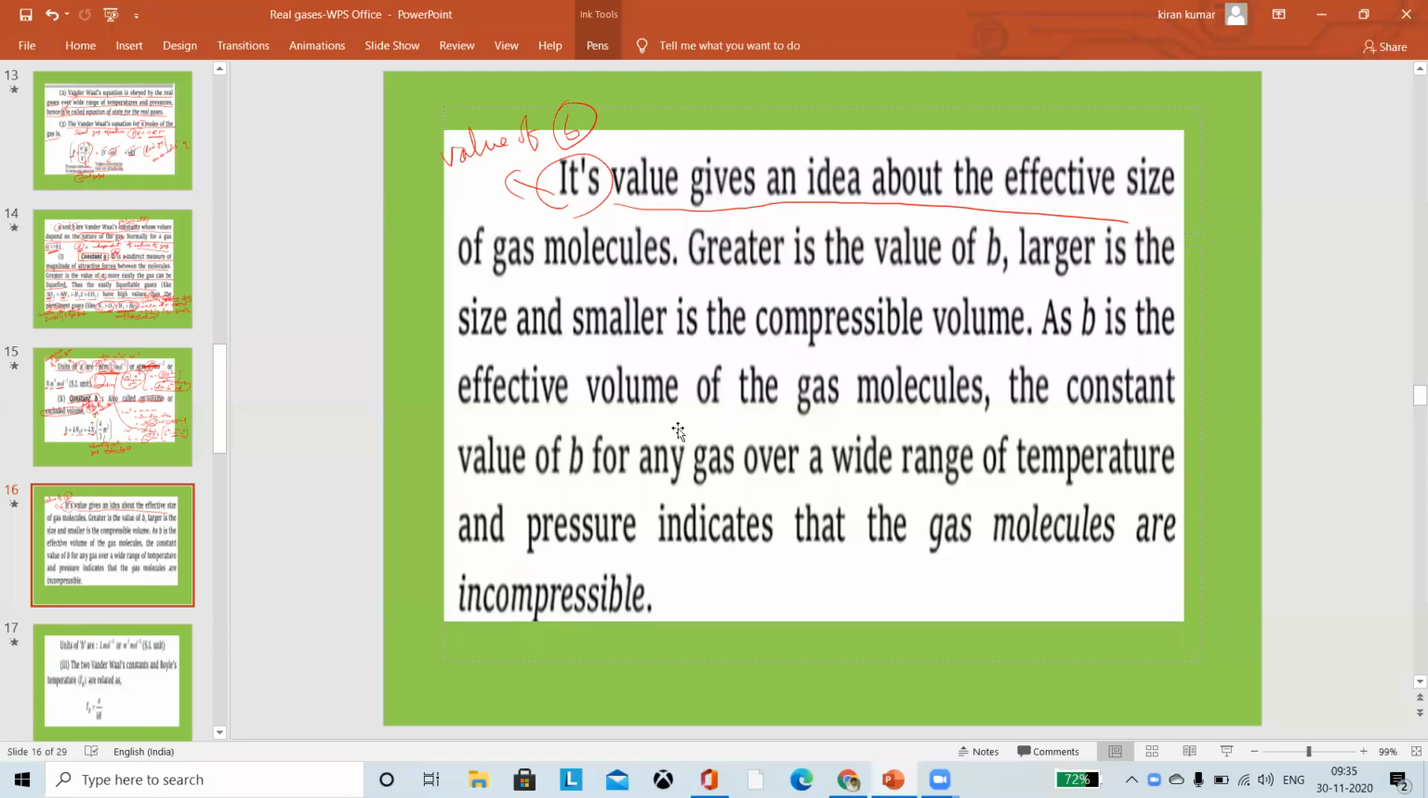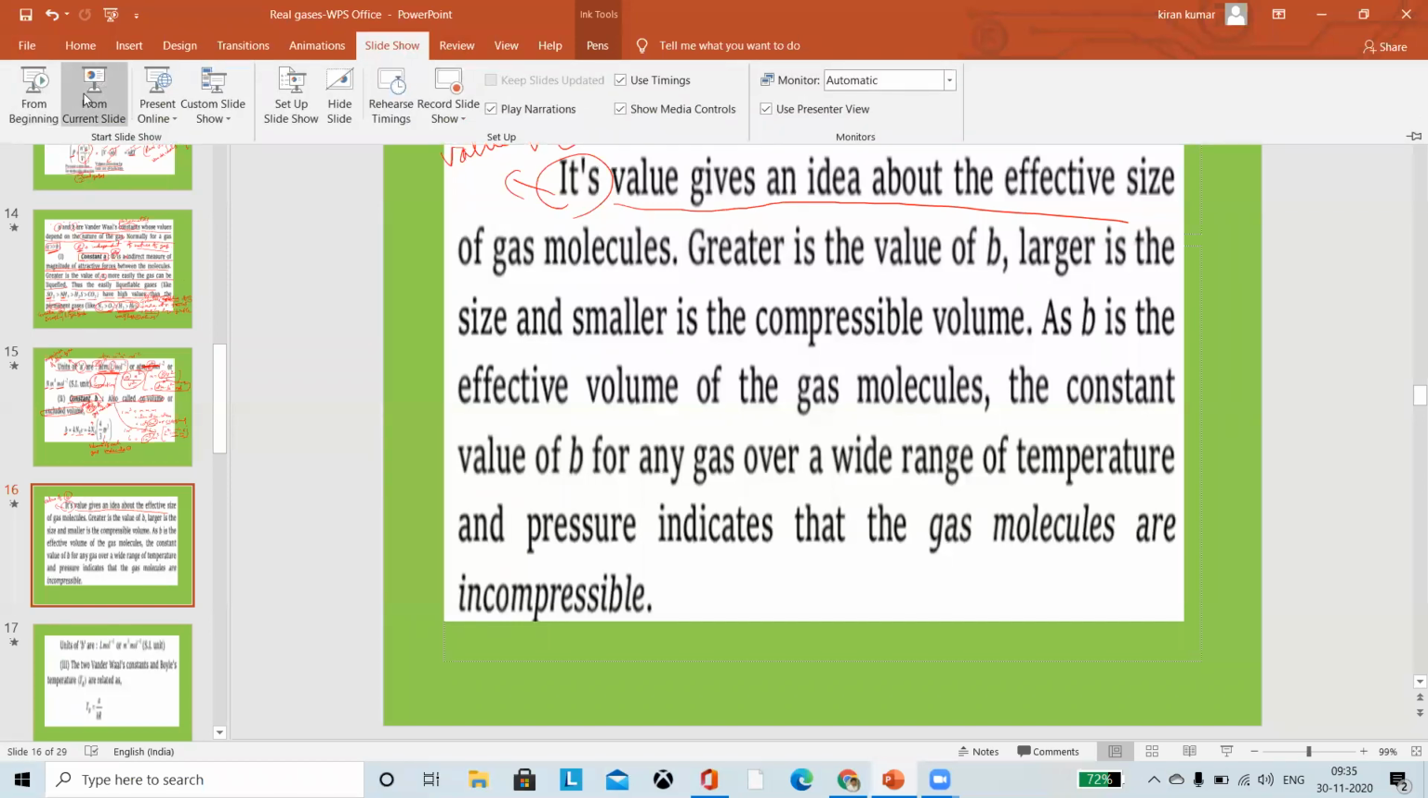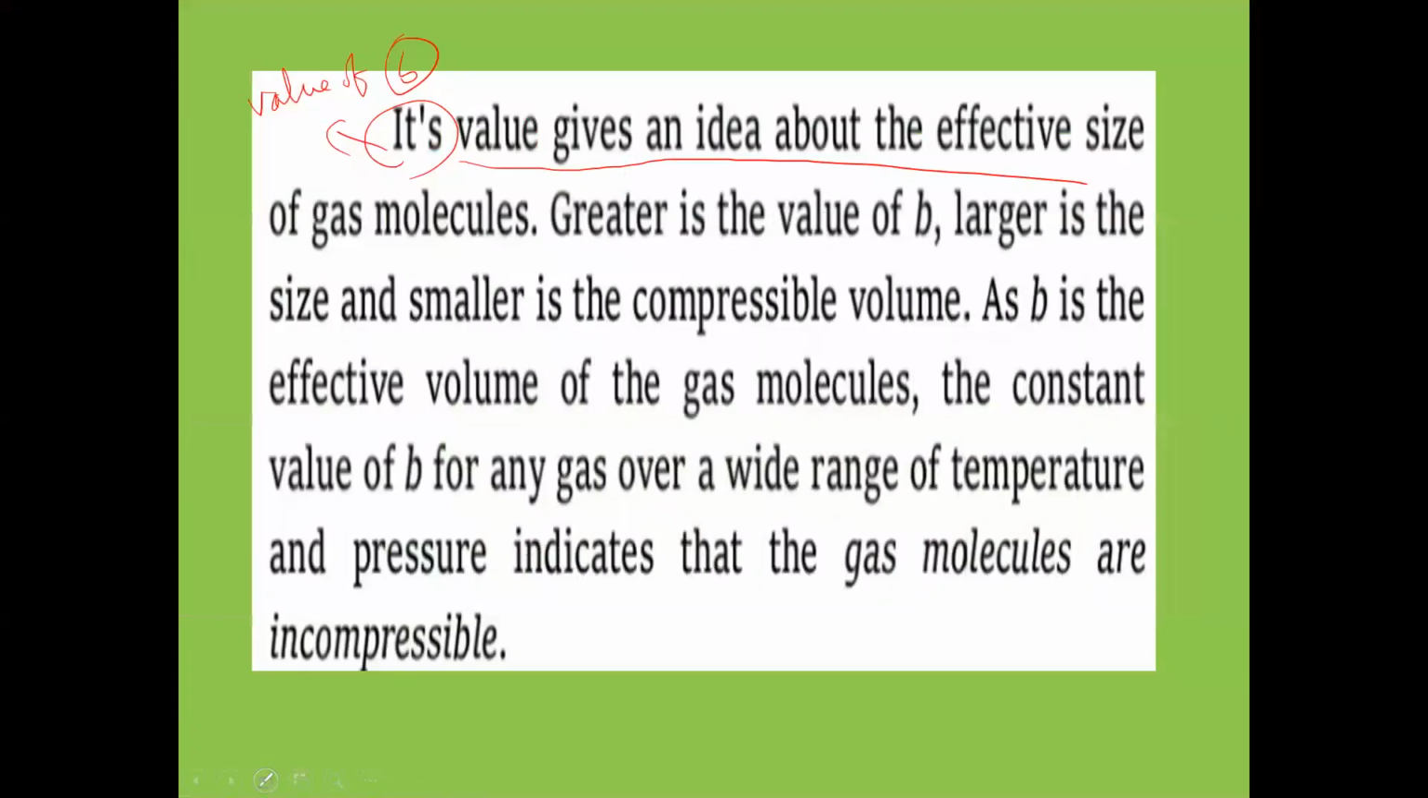Yeah, okay. So now what is here? The value of B. The value of B gives what now here? Size of the gas molecule, or volume of the gas molecule. So the value of B gives an idea about what? The effective size. Effective size of gas molecules means volume of the gas molecules.